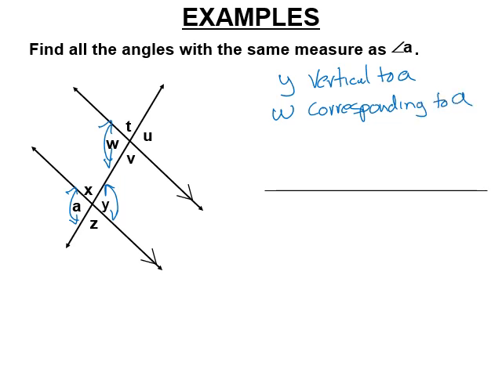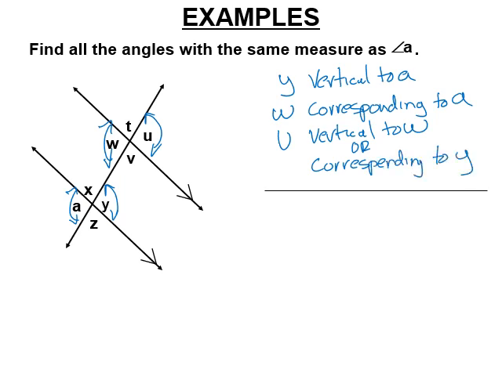There's one more. It's U. Now there are two different reasons U has to be the same measure as A. Well, let's see. One of them, we could say U is vertical to W, right? And we already said W corresponds to A. Or we could say U is corresponding to Y, right? It's in the same location as Y. And we've already determined Y is congruent because it's vertical to A.